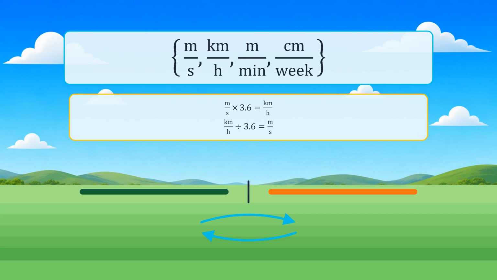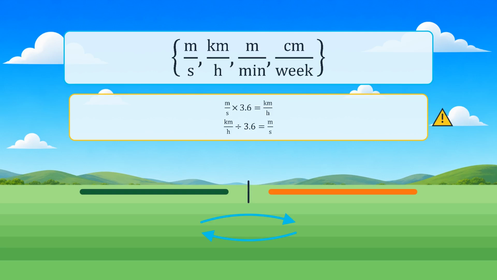Students often memorize this rule: to convert meters per second into kilometers per hour, multiply by 3.6. To convert kilometers per hour into meters per second, divide by 3.6. That rule is useful, but it is not enough on its own.